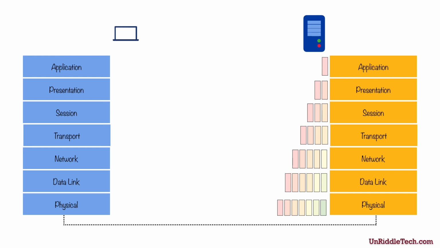Understanding the OSI model is important to see how devices communicate over a network or the internet. It may also help in troubleshooting complex network issues.